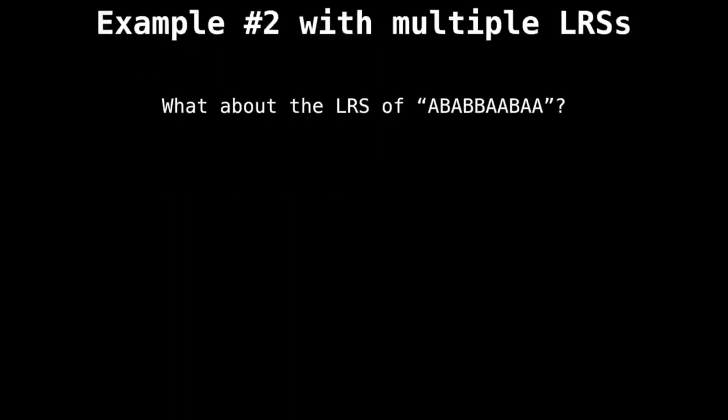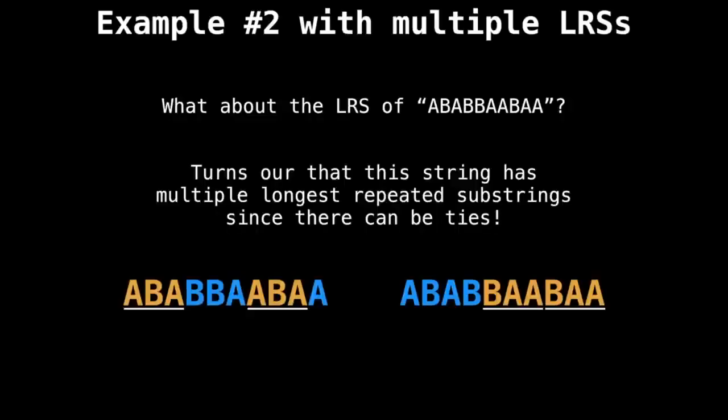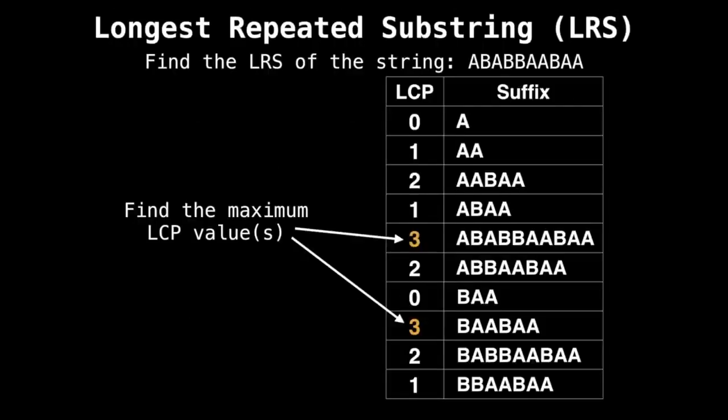Now, I want to look at another interesting case. Can you find the longest repeated substring of the string A, B, A, B, B, A, A, B, A, A? Well, if you did, you would find out that you not only got one longest repeated substring, but 2 longest repeated substrings, since there can be ties. In a case like this, you're not looking for a single largest value, but all largest values that might exist.